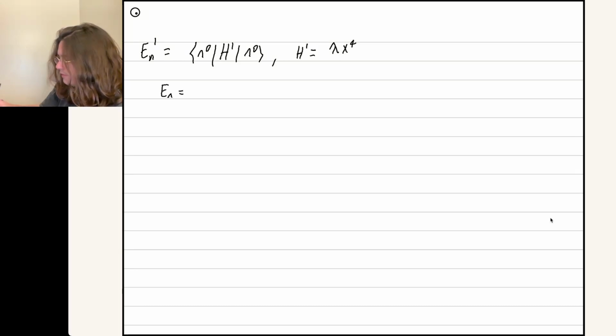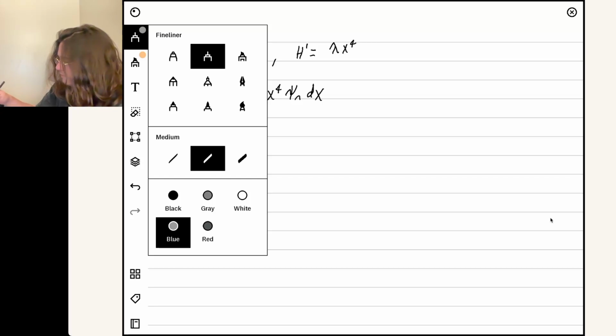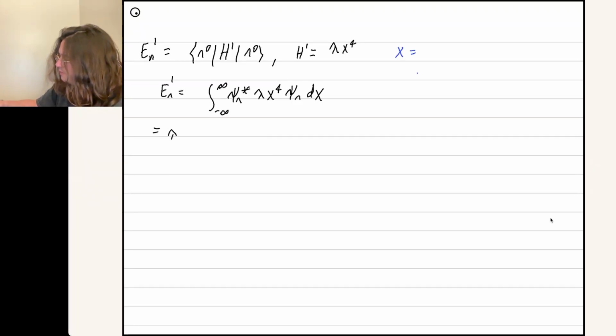So for us, that means that we're going to have in here the integral of psi n star lambda x to the fourth psi n dx, where psi n are just the solutions to the unperturbed harmonic oscillator, and that's the first order correction. So I'm going to factor out a lambda from the integral, and I'm also going to use an identity specific to the harmonic oscillator where you can replace the position operator with square root of h bar over 2m omega times the sum of the raising and lowering operators.